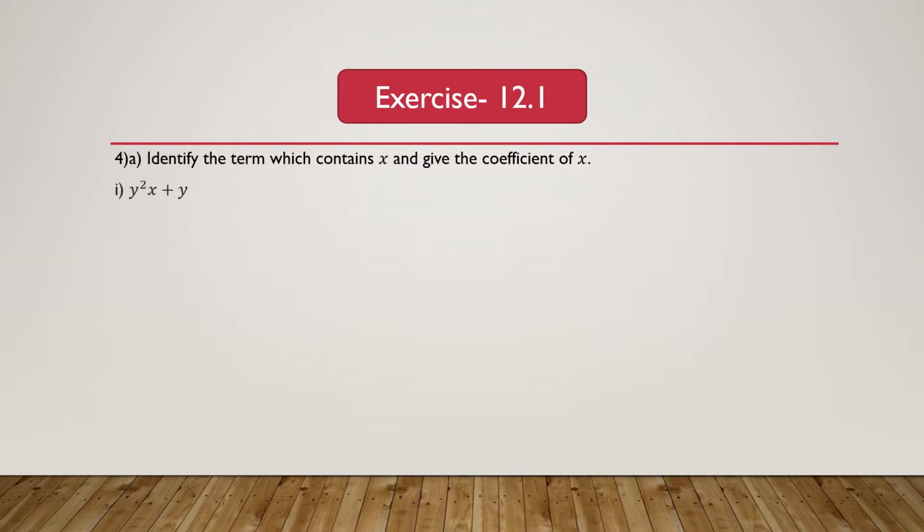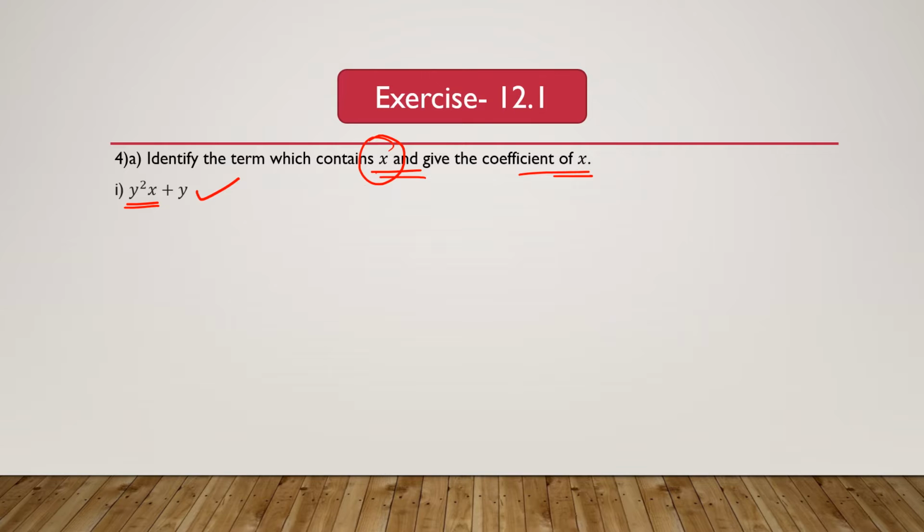Now question number 4, first bit A. Identify the terms which contain x and give the coefficient of x. First bit is y square x plus y. This is the algebraic expression given and we have to identify the term which contains the variable x. So this is the first term y square x which contains the variable x, and the second term is y which does not contain the variable x.